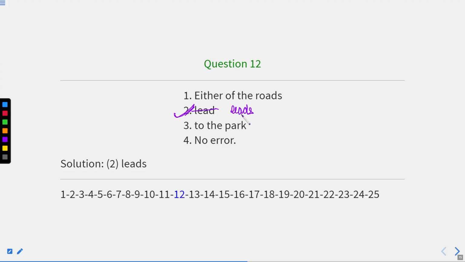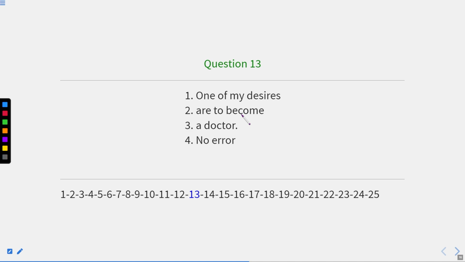Okay, now let us move to the next one. This is question number 13 now. One of my desires are to become a doctor. Now, I may have many desires. Of course, one has many desires. And one of my desires. It means I have many desires, but one of them.